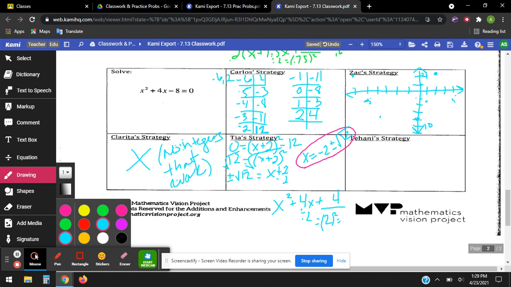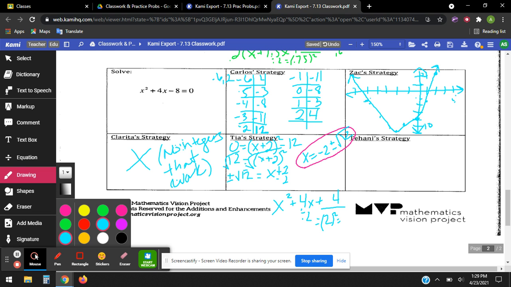Where am I at? Negative 11. Negative 3 is negative 11. There we go. I prefer a little more accurate graphs, but do what we can, right?